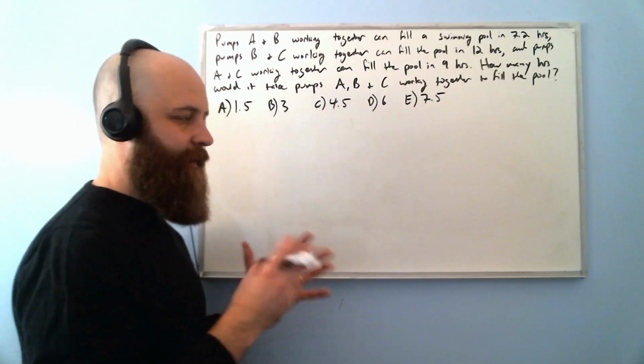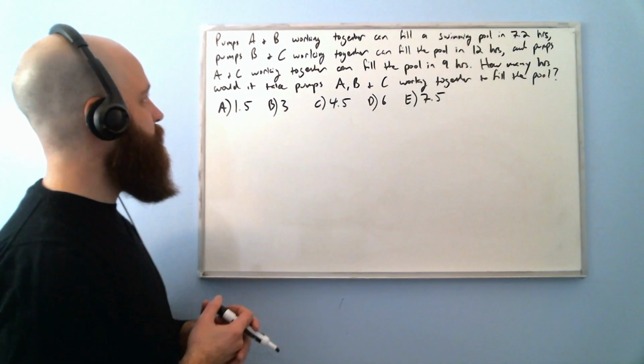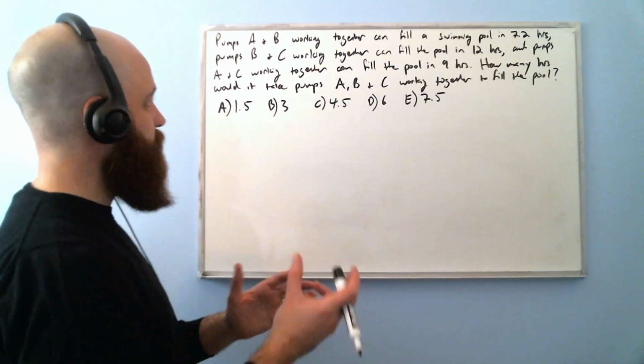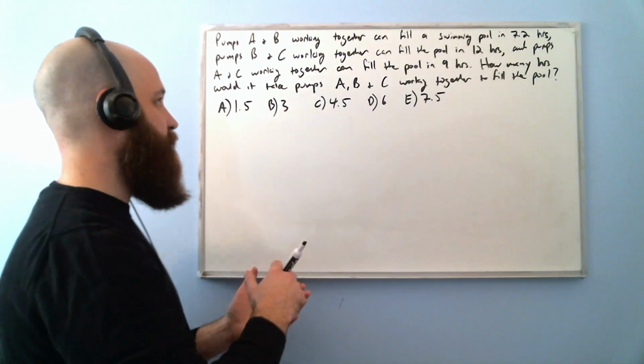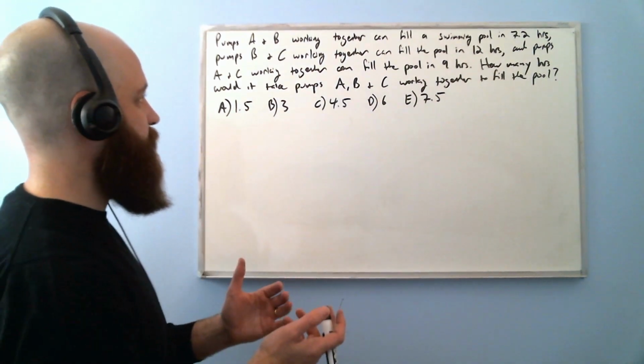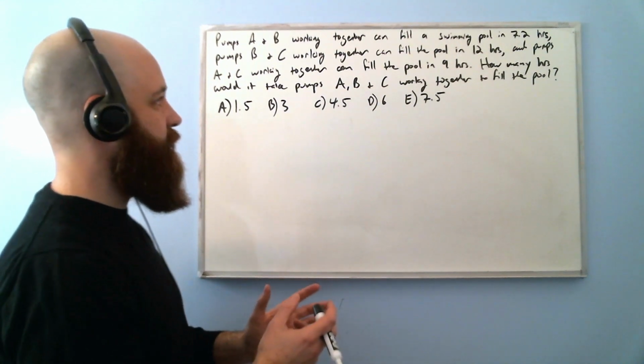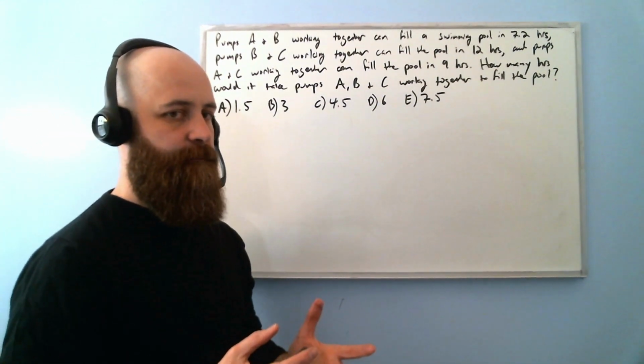All right, let's take a look at the last question. Pumps A and B working together can fill a swimming pool in 7.2 hours. Pumps B and C working together can fill the pool in 12 hours. And pumps A and C working together can fill the pool in 9 hours. How many hours would it take pumps A, B, and C working together to fill the pool?